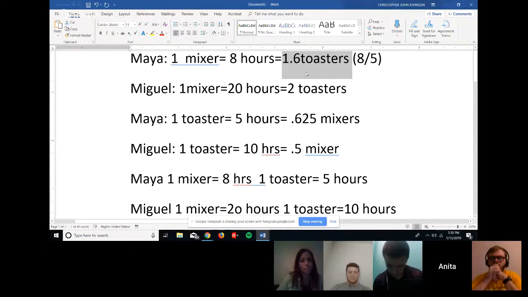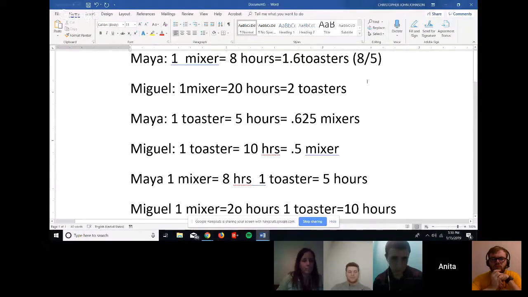Okay, well, you could do it that way, but then Miguel is losing 2. Exactly. So the one that loses the least amount of toasters is the one that has the comparative advantage. Yep, that would be Maya. She's losing 1.6 and Miguel's losing 2. So Maya has the comparative advantage in toasters.